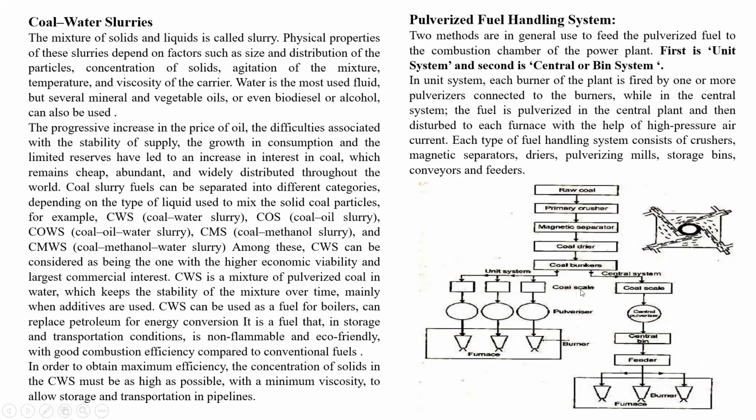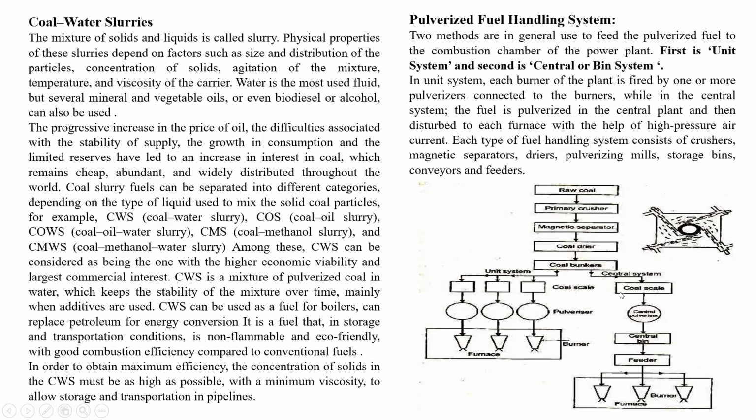In the unit system, you can see there are separate coal bunkers for the separate pulverizers. There are 3 to 6 pulverizers, and each pulverizer, after crushing the coal to a fine size, sends it individually to the furnace. This is the unit system, whereas in the central system, in brief, you can see the comparison. So the coal scale is there. Here is separate. Here is a bigger coal scale, bigger bunker.